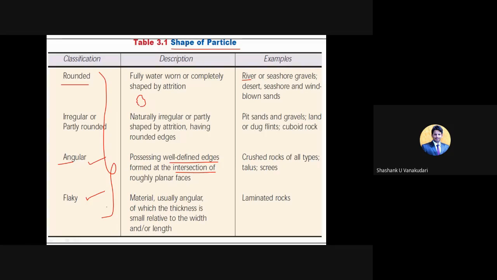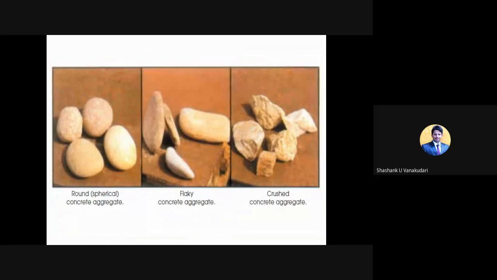And then flaky. The aggregate should have flaky structures, like material that is usually angular, of which the thickness is smaller relative to the width or length. For this you'll have certain tests to conduct for flaky as well as elongated materials. Flaky is purely with respect to the thickness of the aggregates. Clear how much thickness it should be, so that it gives the bonding. And here you can see the round or spherical concrete aggregates, the flaky concrete aggregates, and then the crushed concrete aggregates.